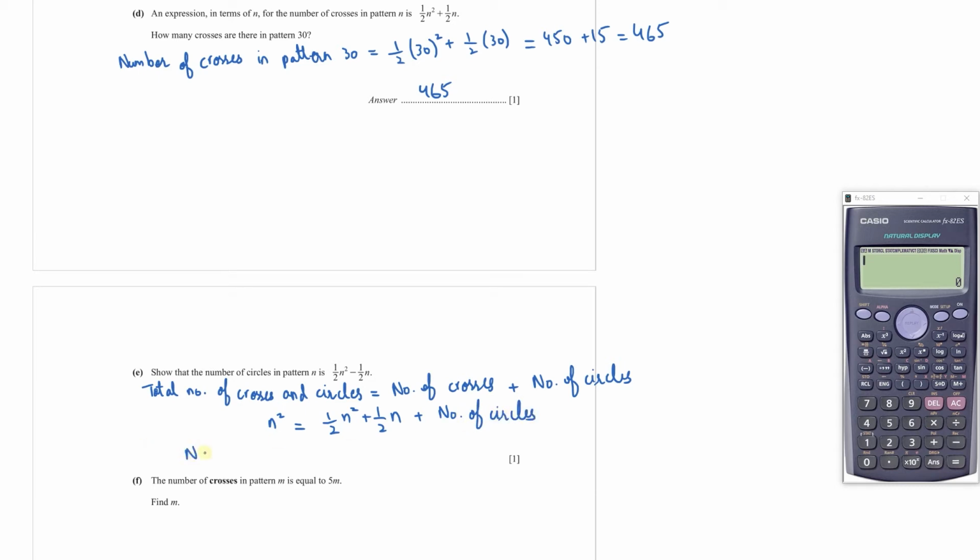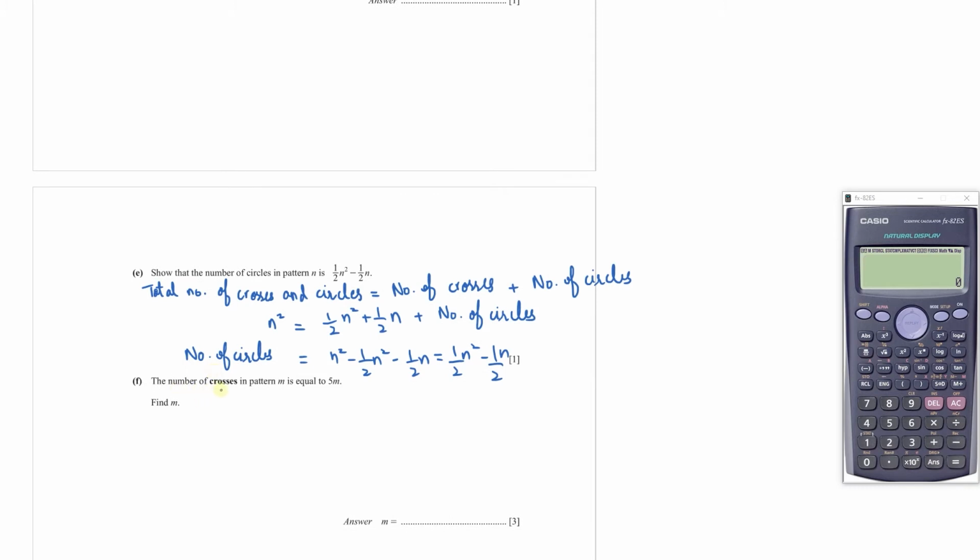So number of circles will be simply, you take everything to the other side. So you get n squared minus 1 over 2 n squared, minus 1 over 2n. Sorry. So you're taking it to the other side of the equation, so this will become negative 1 over 2n. So n squared minus 1 over 2 n squared minus 1 over 2n will be simply 1 over 2 n squared minus 1 over 2n. So this is how you will show this.